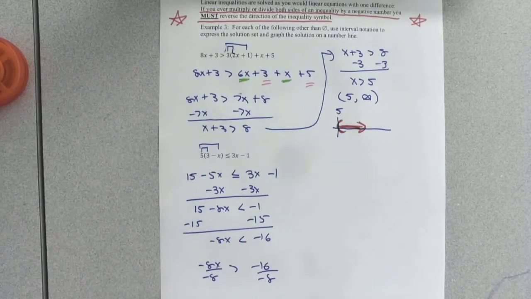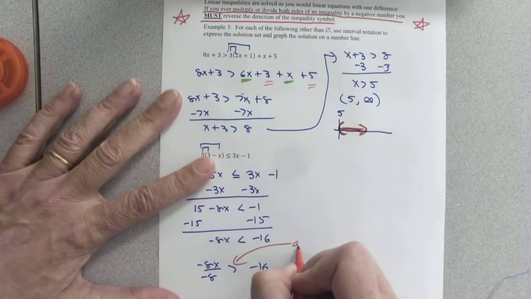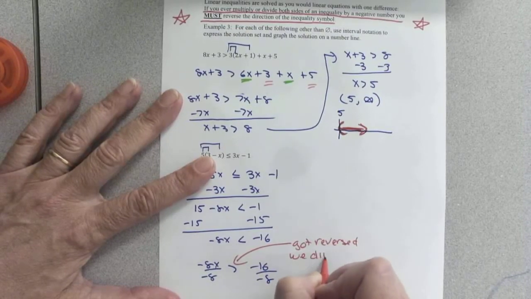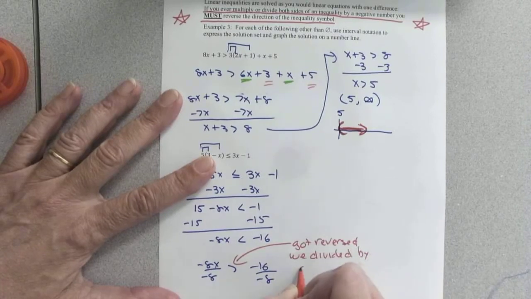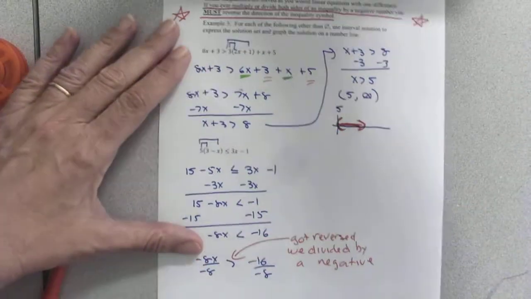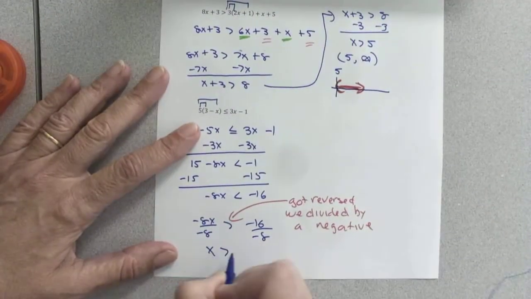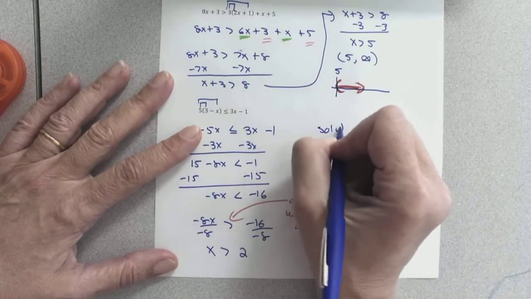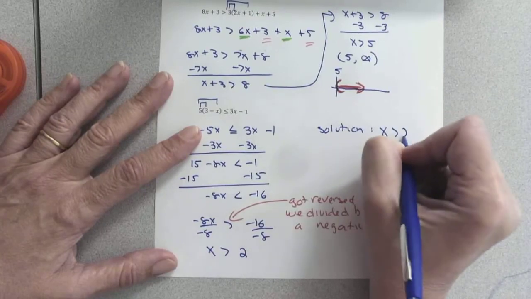And here I get my difference. And it's still there at the top of the screen. If we ever multiply or divide both sides of an inequality by a negative number, you must reverse the direction of the inequality. And so this one got reversed. We divided by a negative, which then gives me x greater than 2. And so my solution, we'll just go up here and write it. Again, x greater than 2.